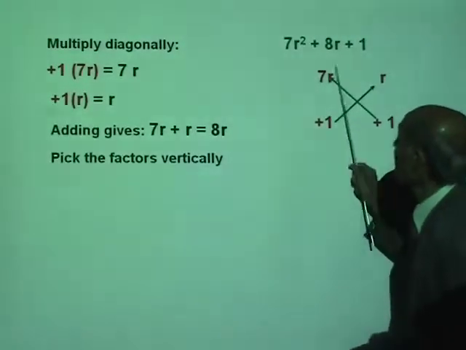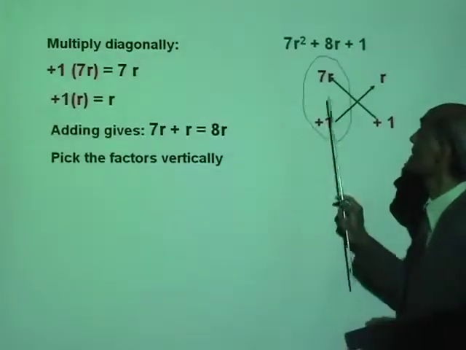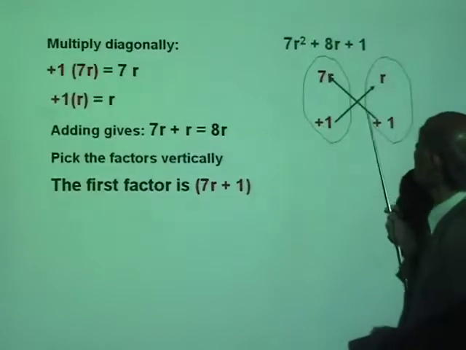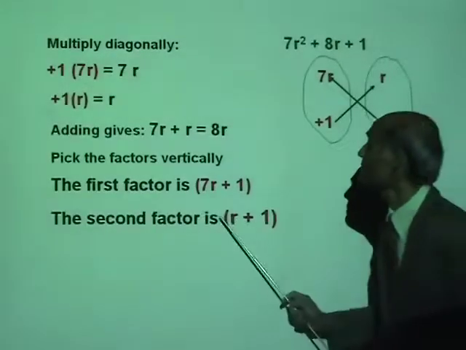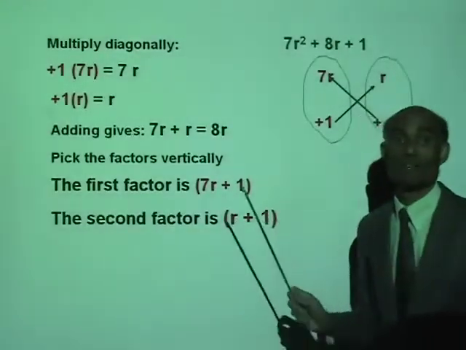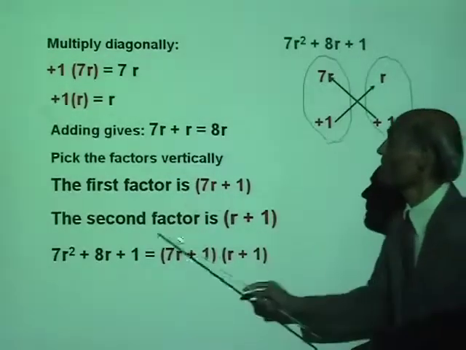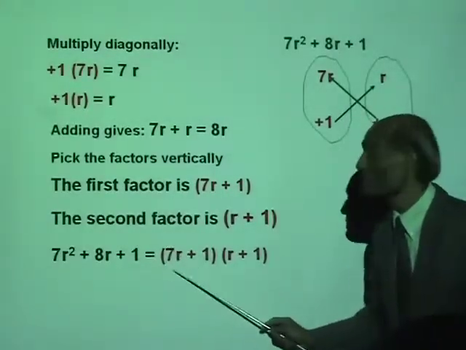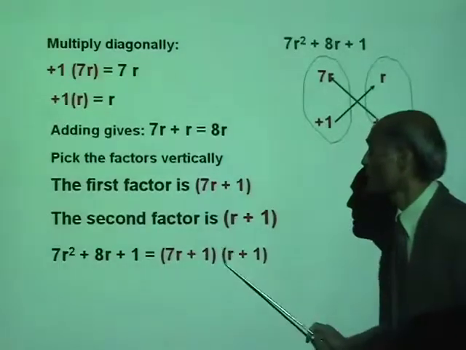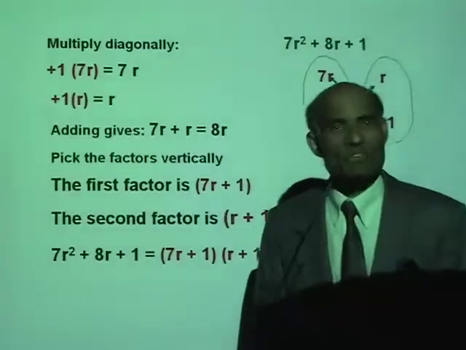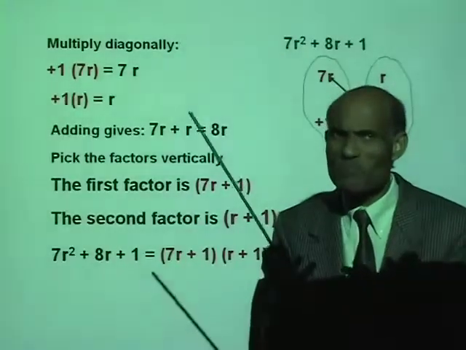What is the first factor? The first factor is 7r plus 1. What is the second factor? The second factor is r plus 1. Therefore, 7r squared plus 8r plus 1 equal to 7r plus 1 times r plus 1. So factoring trinomials now has become easy.